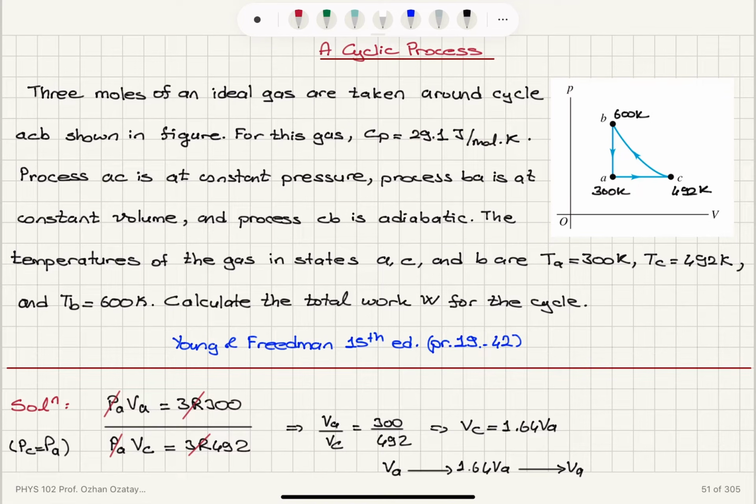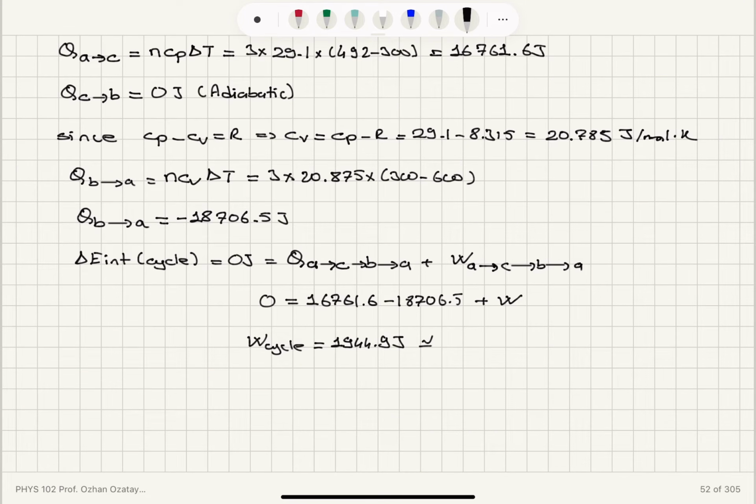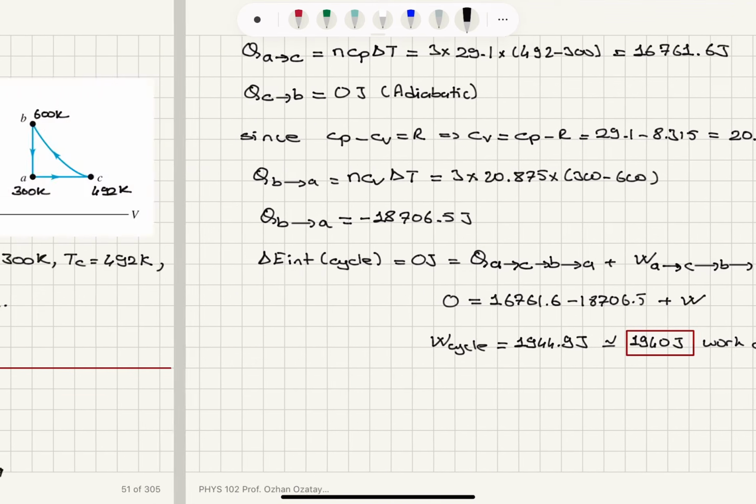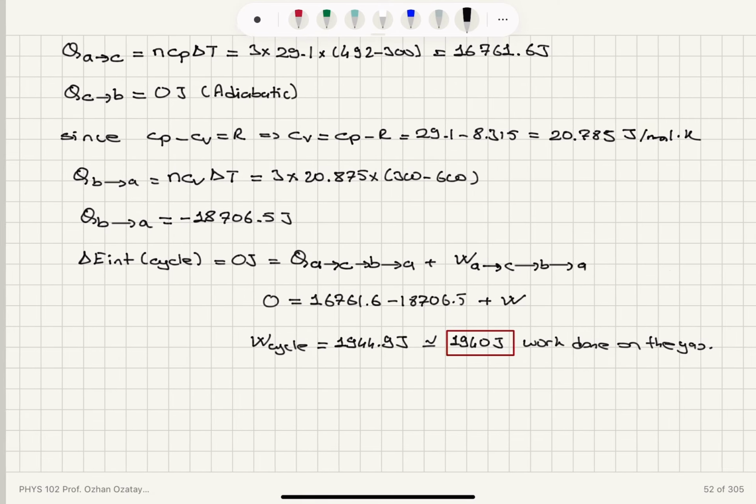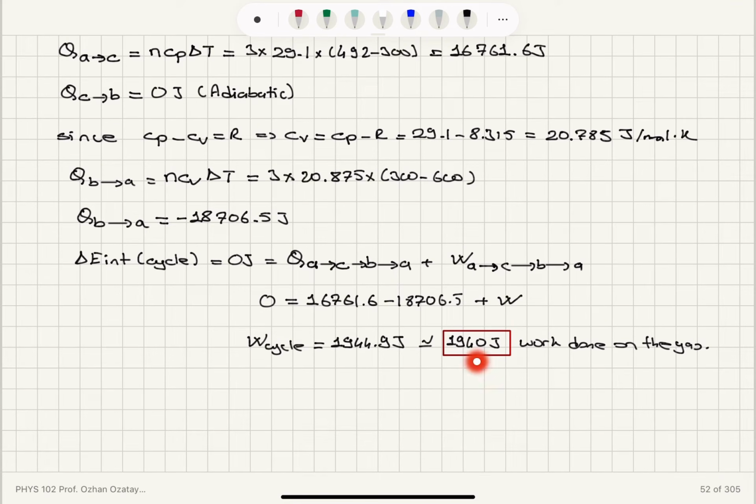I want 3 significant figures. So I will reduce it to 1940 joules. And what is this? This is work done on the gas. Okay. So if you follow the right-hand rule, if you follow the process, it's actually counterclockwise process and your thumb points out of the board. It's also telling you work done on the gas must be positive.